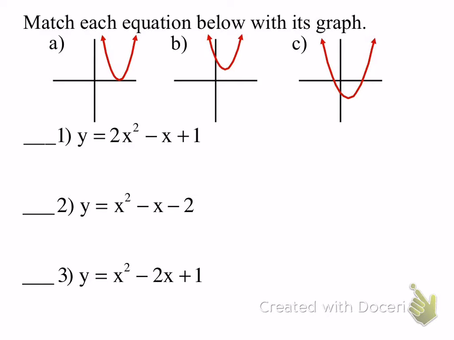What's the easiest graph to match? X squared? No. Graph C. No. Wait, which one did you say? A. A, yes. Why? Because there's only one root. One root, so which one does it go with? So I have to think. Which one's a perfect square trinomial? B.